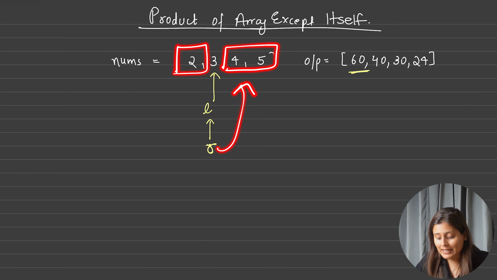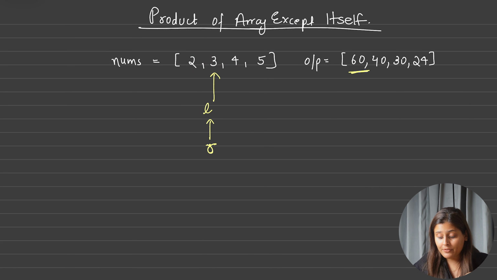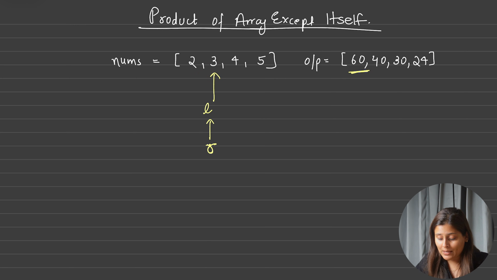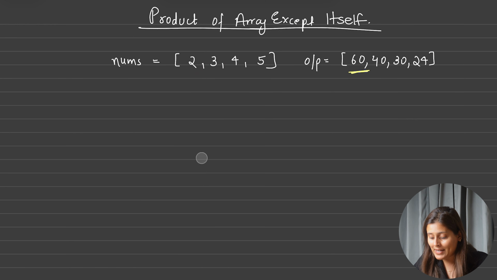So hence this right pointer will always start from 0 till last, and whenever left and right overlap each other, meaning having the same value, that value we will not multiply in our product variable, and hence we will not put it in our answer also. Okay, so now the same idea we can write in code format as well.